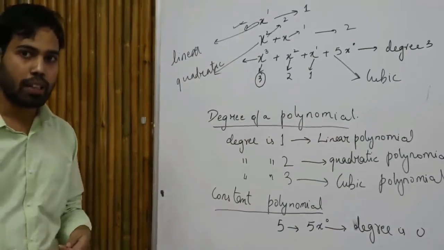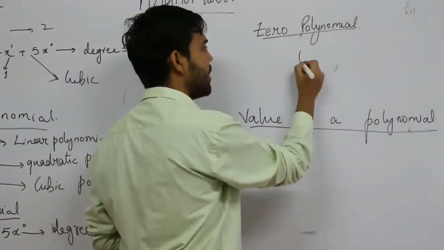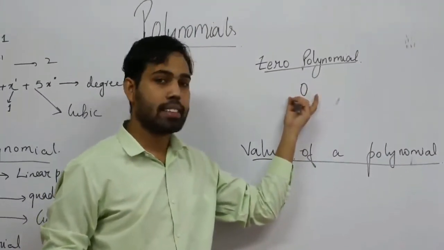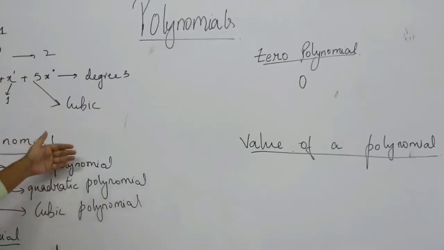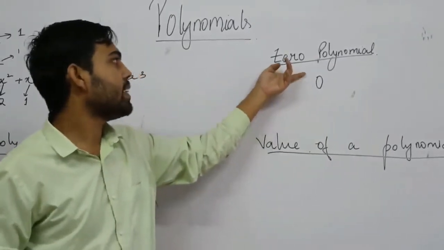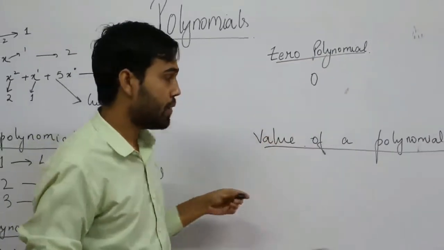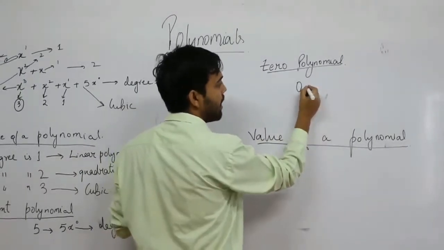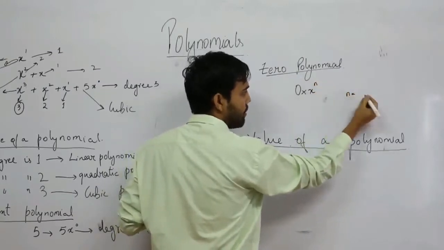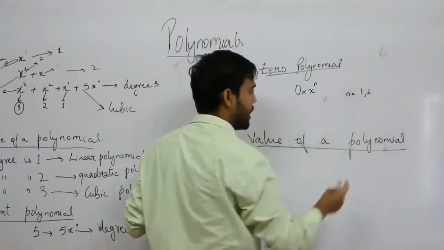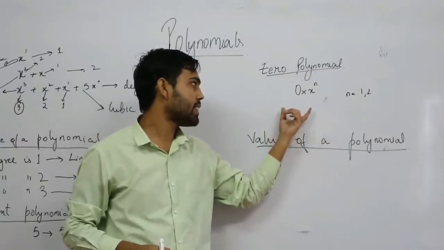Again, I have another polynomial, which is known as the zero polynomial. So what is a zero polynomial? Basically, if I have the real number 0, I call it the zero polynomial. Now, a question arises in our mind. We have looked at different degrees of different polynomials. What is the degree of a zero polynomial? This is an important question. Now, how does 0 become a polynomial? Because I may have 0 into x to the power n, where n can be any natural number, 1, 2, anything. So what is the degree of the zero polynomial? It can be anything.